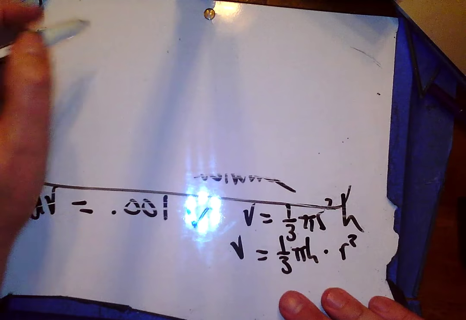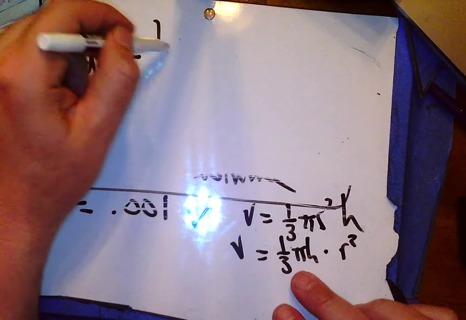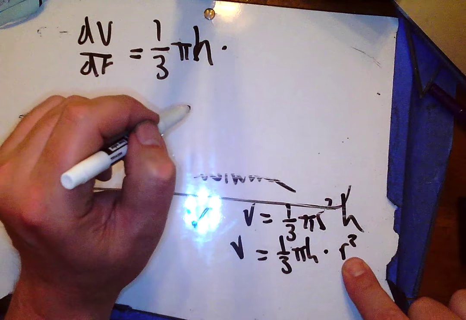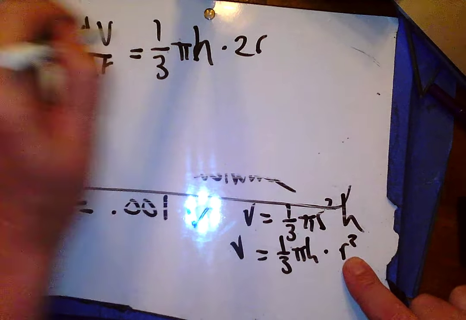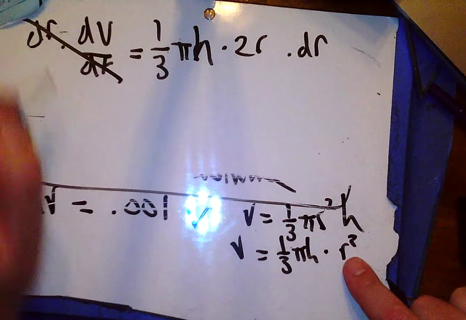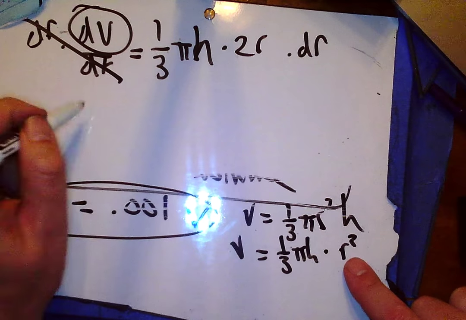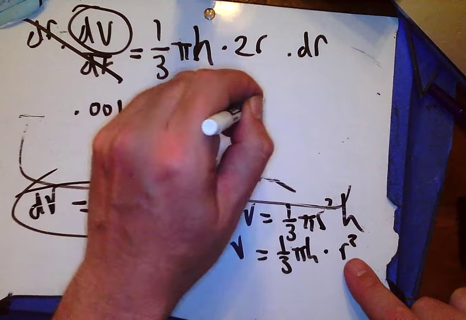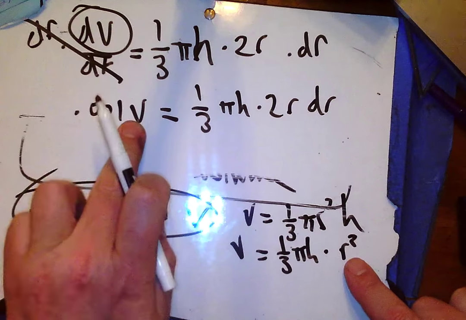If I take the derivative of both sides with respect to r, I'm going to see dV/dr on the left, and on the right, I've got this constant, 1/3 pi h, times the derivative here, which is 2r. Now, when I multiply both sides by dr, I get this. Now, what did we know about dV? Oh, 0.001V equals 1/3 pi h times 2r dr. And what was volume?